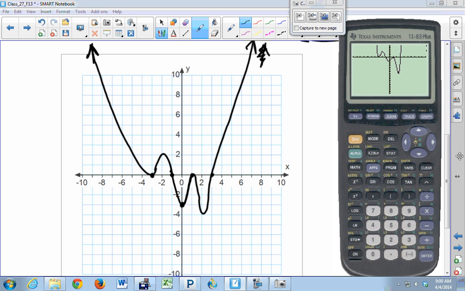Okay, so if I actually wanted to find this point here, the minimum point, I would go to second calc, and I'd go down to minimum if that's what I was interested in. And I would do my left bound, that's good, my right bound. I just got to move past that point. There we go, I'm past it. Enter.